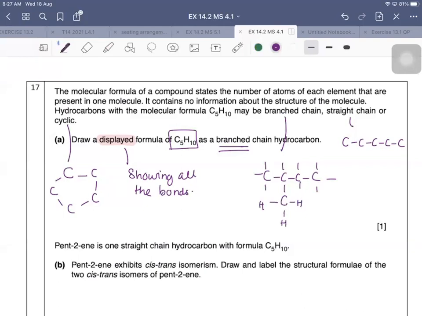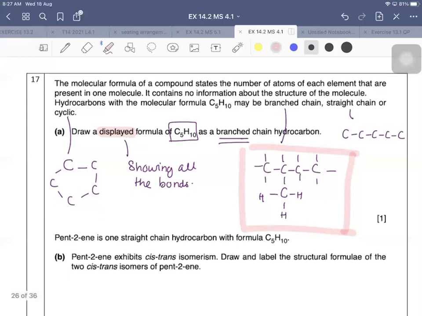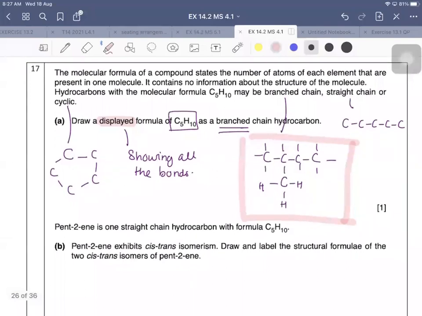Okay, so there are many possible answers that can be accepted, but you just have to draw one. And this, I think, would be the easiest one. Okay, pent-2-ene. I'll let you copy that down first. When you're done, please let me know, okay?